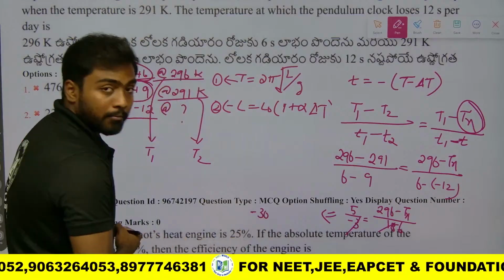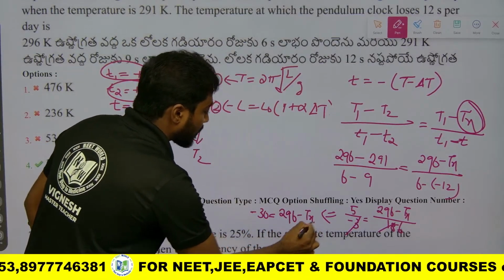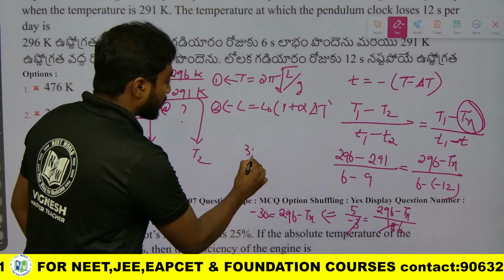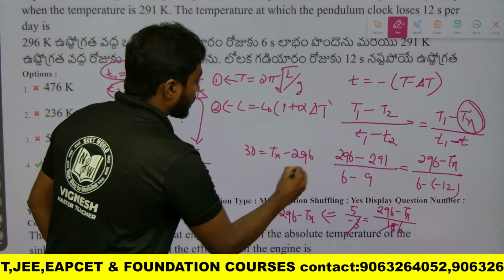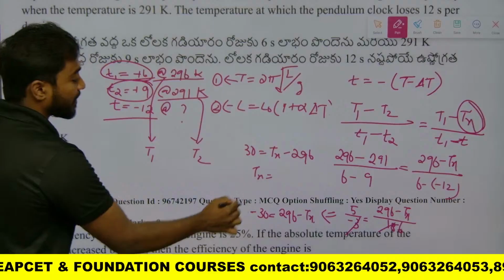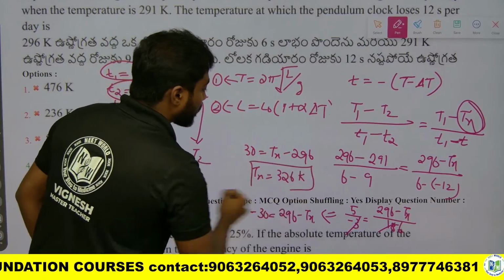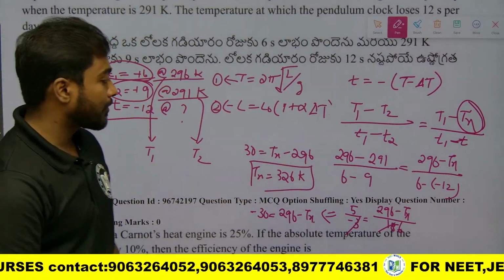Minus 30 is equal to 296 minus Tx. So multiply by minus on both sides. I'll get 30 is equal to Tx minus 296. So Tx, the unknown temperature, will be equal to 326 Kelvin. What is the answer given? Yes, 326 Kelvin is the answer.